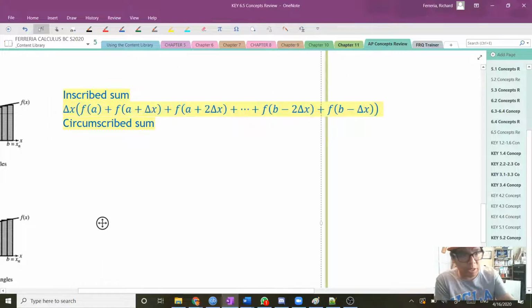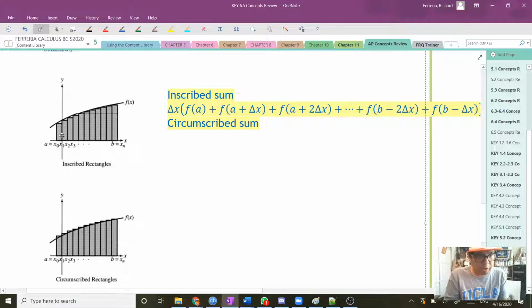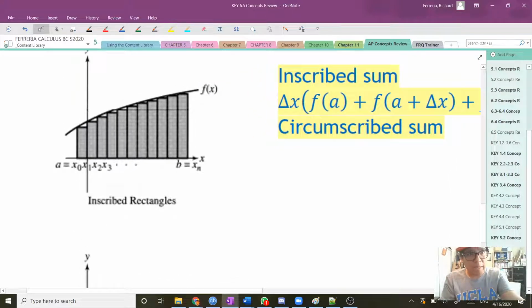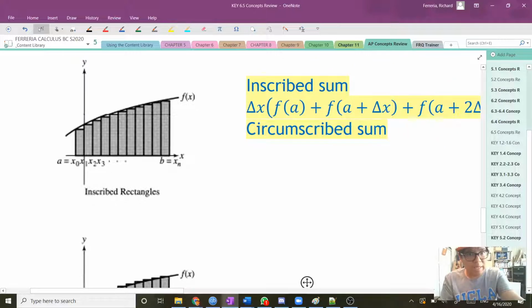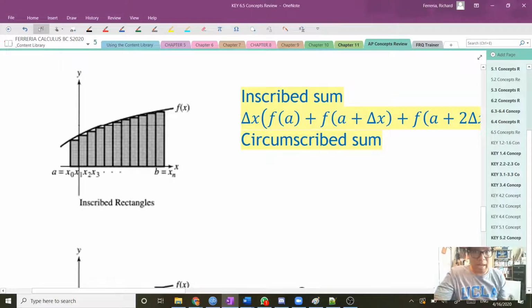So the inscribed sum, over here, here's our inscribed sum. You notice how you evaluate right at the very left side of this. We should probably zoom in. Right at the very left of that, you can see f of a being evaluated. And on the right side of this, you notice that f of b isn't evaluated. Instead, you're evaluating f of b minus your delta x.